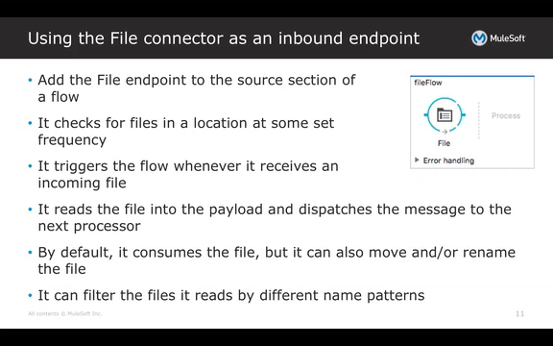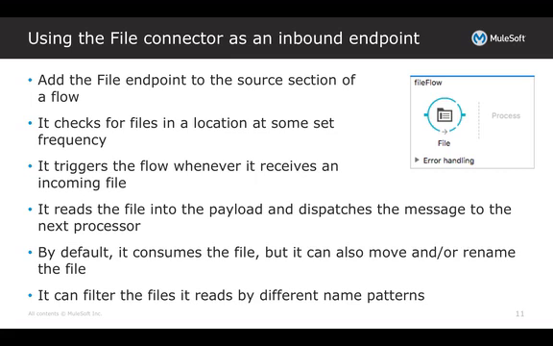All of this is able to be done while streaming the file as well. Now, using the file as an inbound endpoint. To use it as an inbound endpoint, we simply add the file endpoint to the source section of a flow. This has a polling mechanism that will allow us to check files in a location at some frequency. It triggers a flow whenever it receives an incoming file, reads the file into the payload, and dispatches the message to the next processor. Again, it can be a stream at this point, so it doesn't have to necessarily load the entire file into memory.